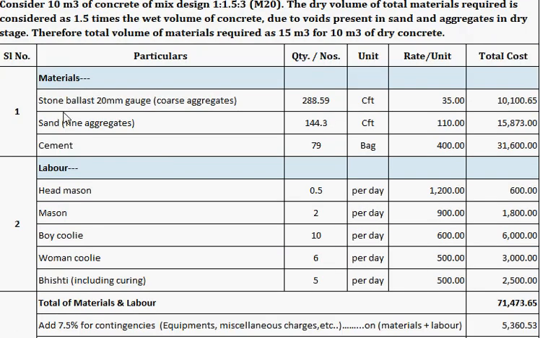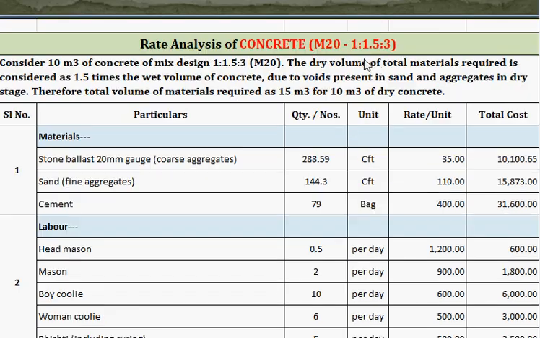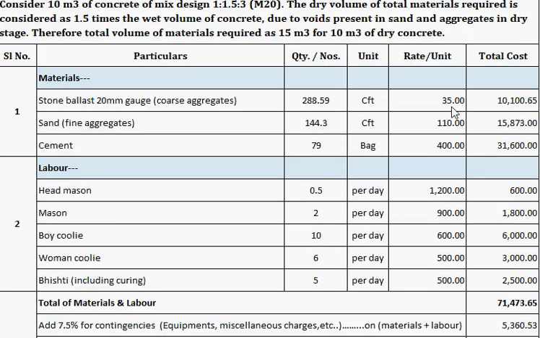Here, the materials are stone ballast 20 mm coarse, that is coarse aggregate, 288.59 CFT, sand, that is fine aggregate, 144.3 CFT, cement 79 bags in 15 cubic meter as per the ratio 1:1.5:3. And these are the unit rates of the materials, and these are the total cost of the materials by multiplying quantity into rate.